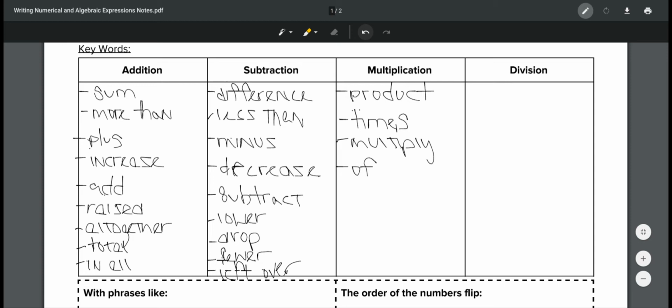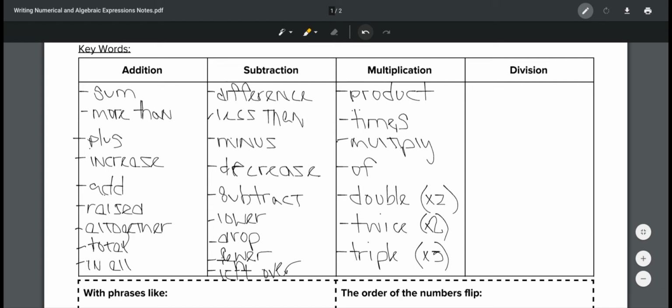Then we've got ones that tell us specifically numbers to multiply by. So if I say the word double, that tells me to multiply, but specifically it tells me to multiply by 2. There's another word that tells me to multiply by 2, and that's the word twice. And again, that tells me to do times 2. Another common one is tripled or triple, and that tells me to multiply by 3. Yes, you could think of others. You could think of quadruple and things like that, but those are the most common ones.